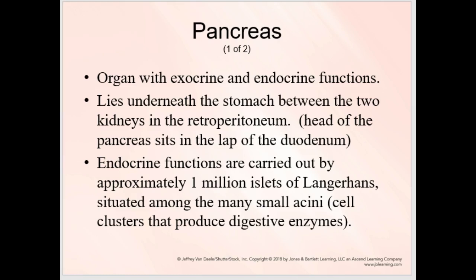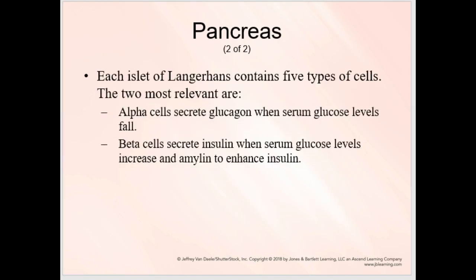There are approximately 1 million islets of Langerhans in the pancreas, located between those acini cells, which are the cells that produce those digestive enzymes. But the interesting thing is, even though there's 1 million, it's only about 1% of the pancreas, which is mind-boggling to me. So they're small, but they're mighty, those little islets of Langerhans.